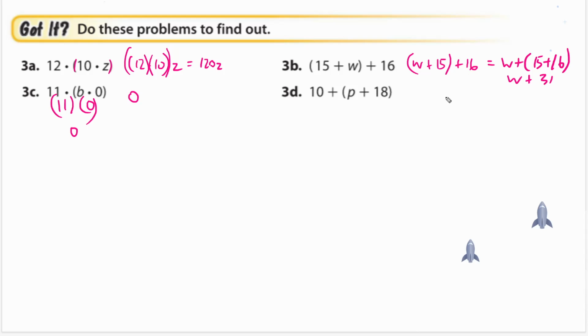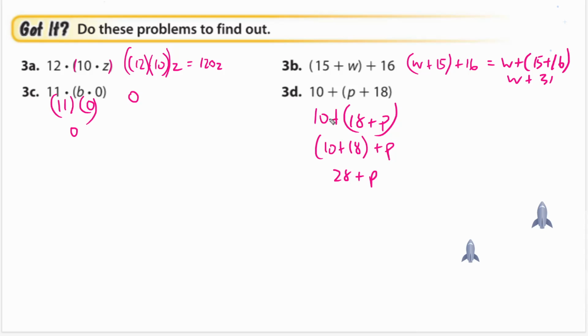That's simplified. 10 plus p plus 18. We can change the order of these two. That would be 18 plus p plus 10. And then we can change the grouping. 10 plus 18 plus p, 28 plus p.